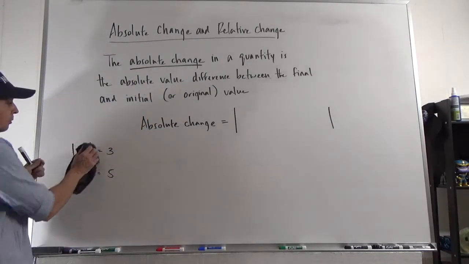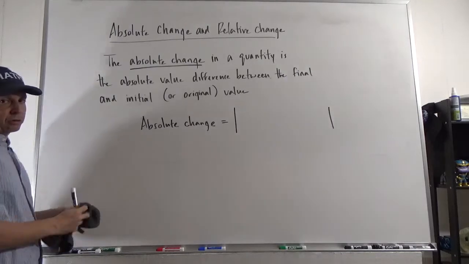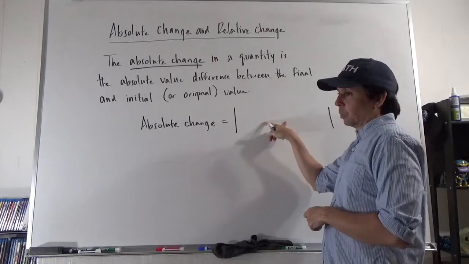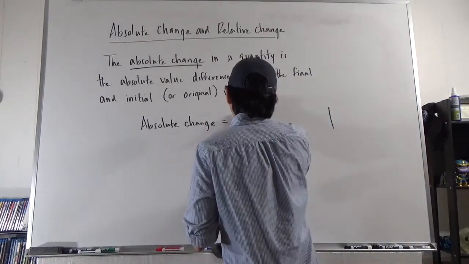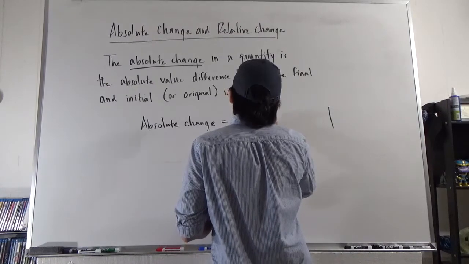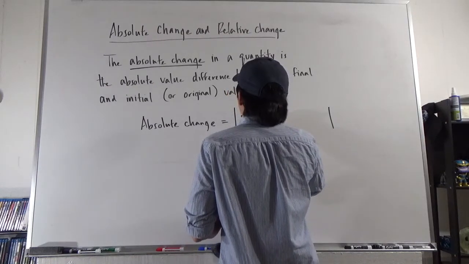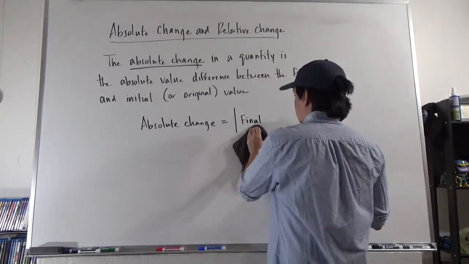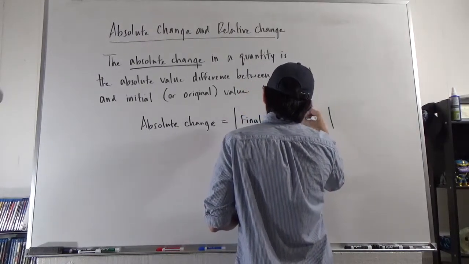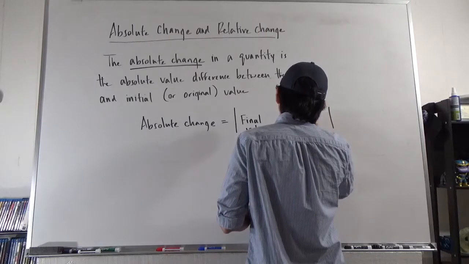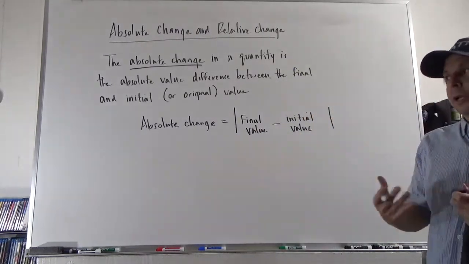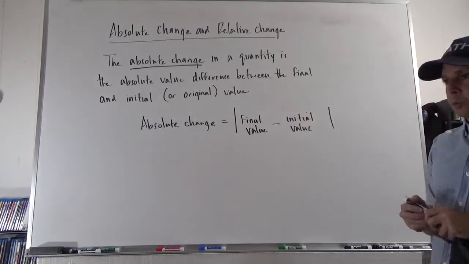So in this situation, absolute changes, they don't care about positive or negative. They will subtract in whatever order you want. Final minus initial is usually how they go. Final value is the term I'm using, minus the original or initial value. And if you get a negative when you subtract it in that order, you just drop the negative because of the absolute value. We'll see this in a bit.